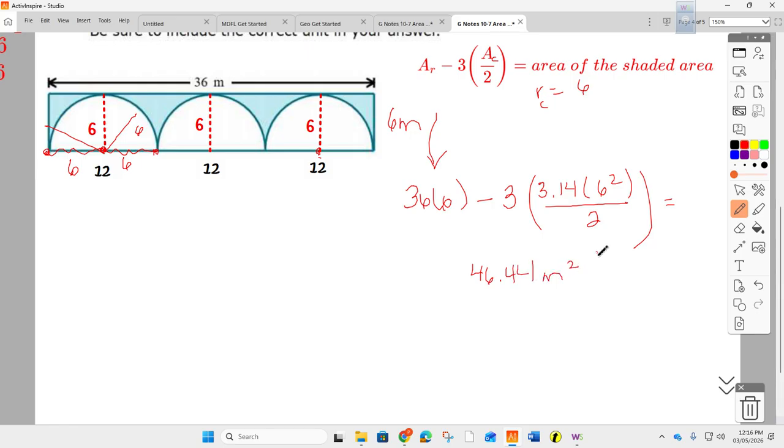What you got? Alicia got, Lyndon's got something different? Let me try it again. So 36 times 6, that's 216. We'll just double check. And then 3.14 times 6 squared divided by 2 is 56.52.